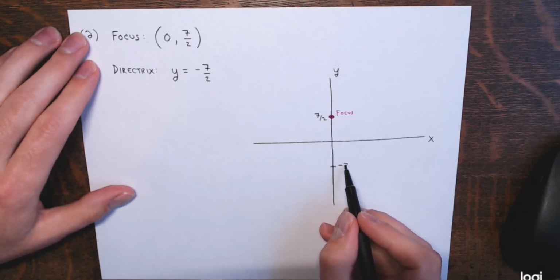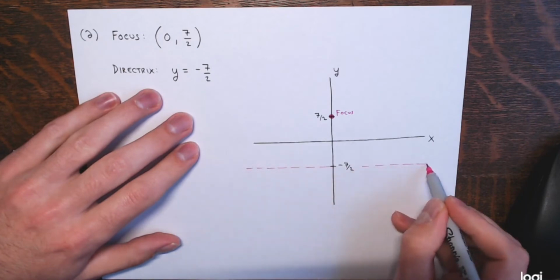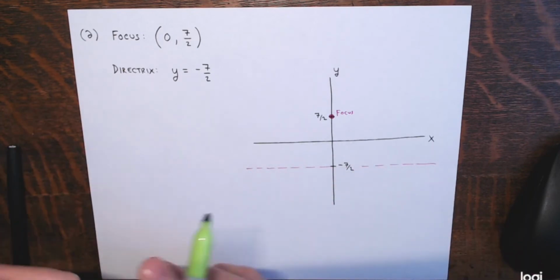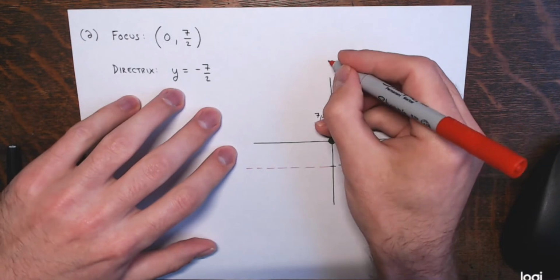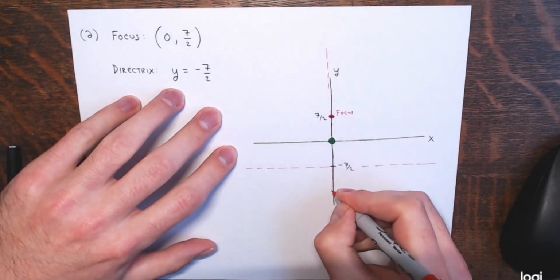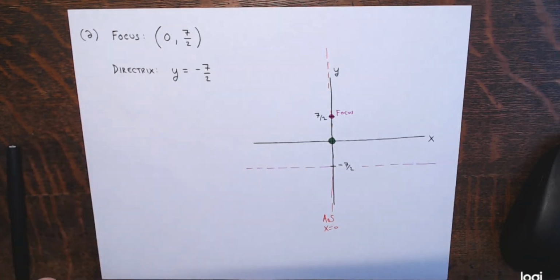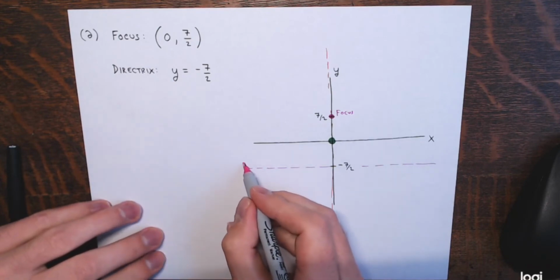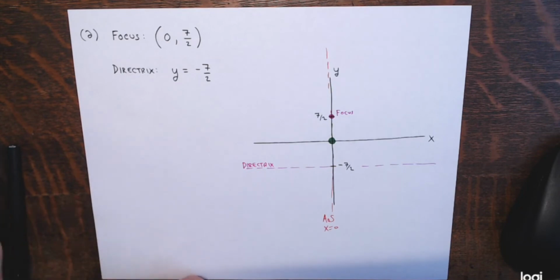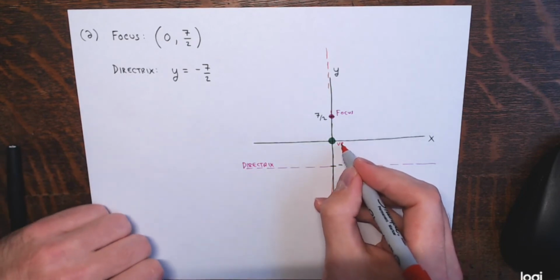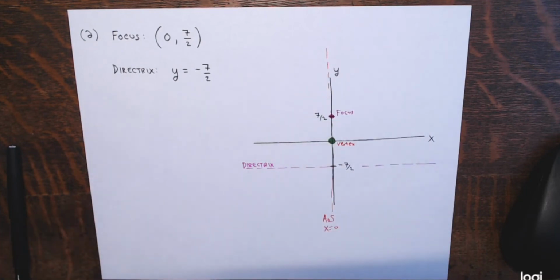So it looks like, once again, based on where the focus and directrix are, that the vertex is at the origin. That's exactly halfway between those on the axis of symmetry, right? The axis of symmetry would be the y-axis. The axis of symmetry would be x equals 0, that line. Here's the directrix. So yeah, the vertex has to be the origin again. It's the point that's on the axis of symmetry, exactly halfway between the focus and the directrix.